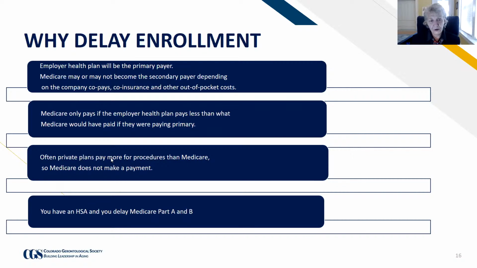So that happens very often, and sometimes that is the major reason why people in employer plans do not sign up for Medicare, even if they're in a group of 20 employees or more. The other thing that's important in terms of delaying enrollment is possibly if you have a health savings account.